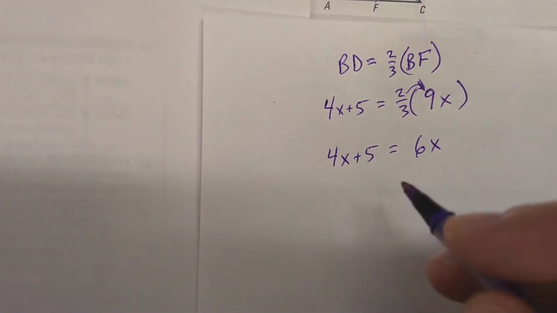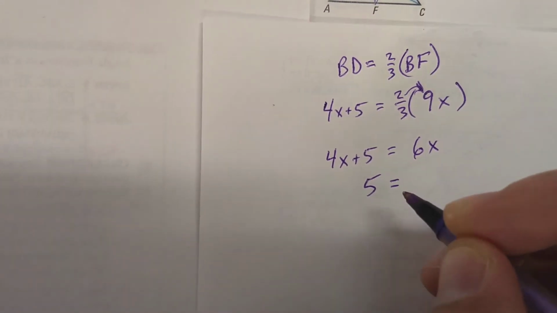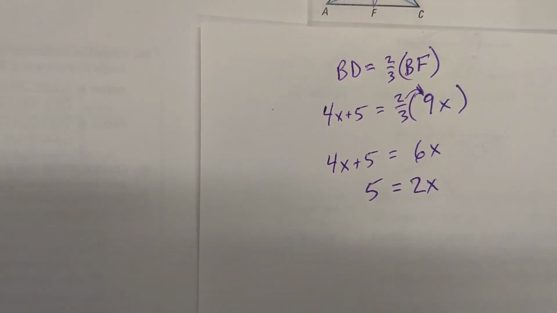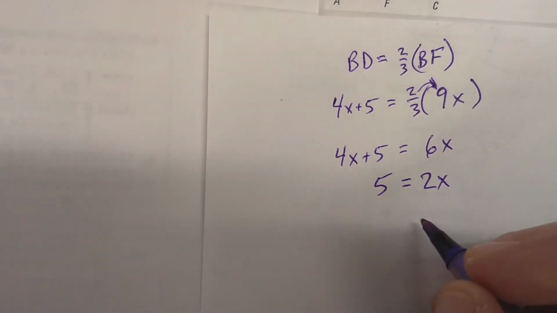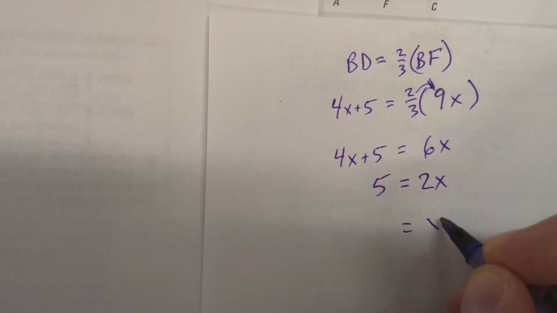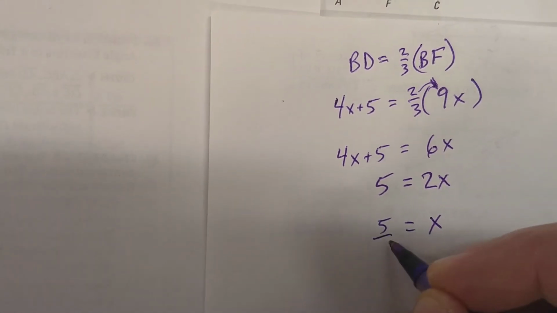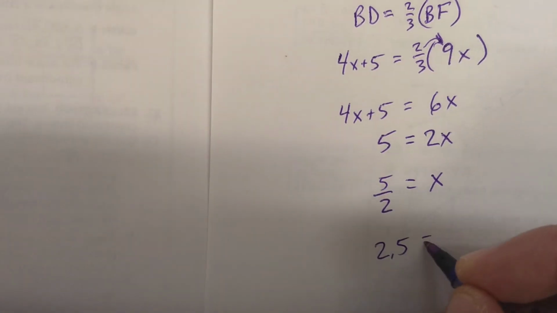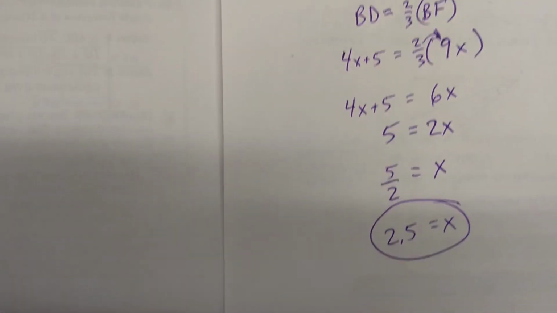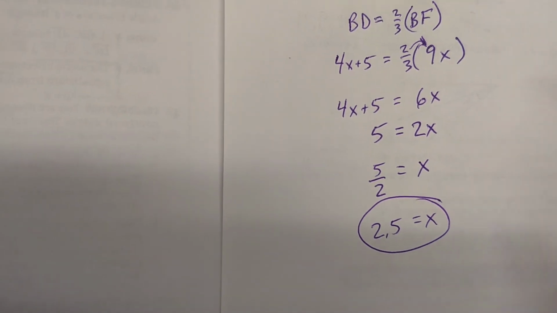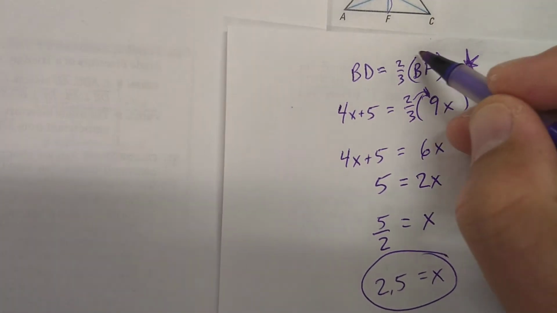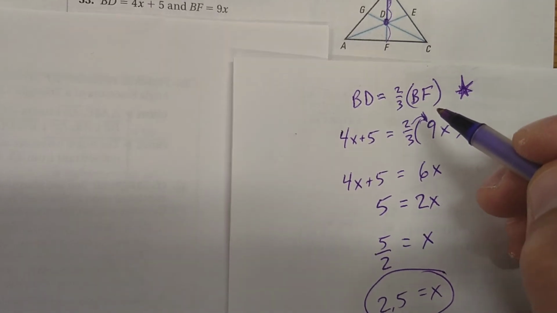Let's get rid of the 4x on both sides. So subtracting 4x, I'm left with 5. Subtracting 4x, I'm left with 2x. And now I should be able to divide both sides by 2 to get x by itself. This becomes 5/2, or if you want to call that 2.5, you could call it 2.5. X equals 2.5. Okay, we can only set that up if we first have this step that shows us BD is 2/3 of BF.